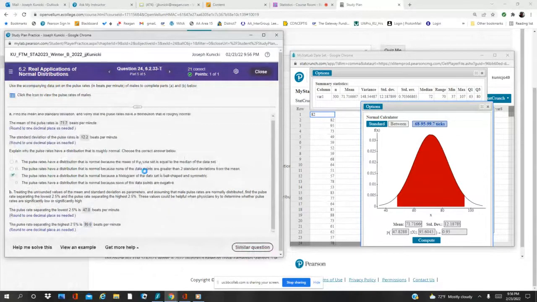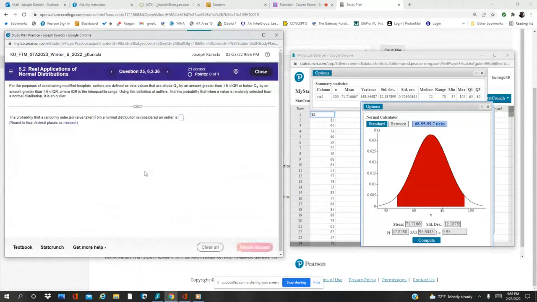So that's it. That's problem 6.2.33t. Watch it again if you struggle with it a little bit, but basically there were three things we did. We did the summary stats, we did the histogram, and we did the normal calculator to find the 95% interval. Essentially, that's what it is.